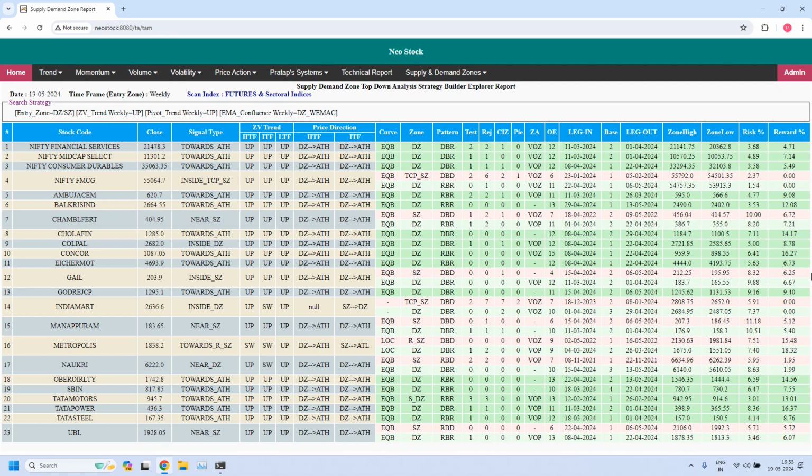Generally what happens, the pivot trend, that is swing highs and swing lows, is a little slower compared to zone violation. Zone violation is very quick because it is based on the institutional order flow. At the same time, many traders who are not aware of supply demand zone price action will all be using a pivot high-low based trend. Anyway, these stocks are supporting both the trends. Probably you can focus on these stocks.